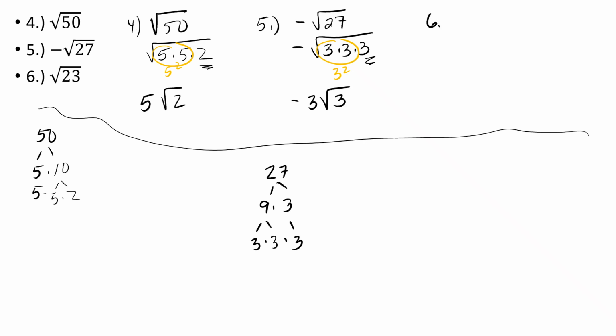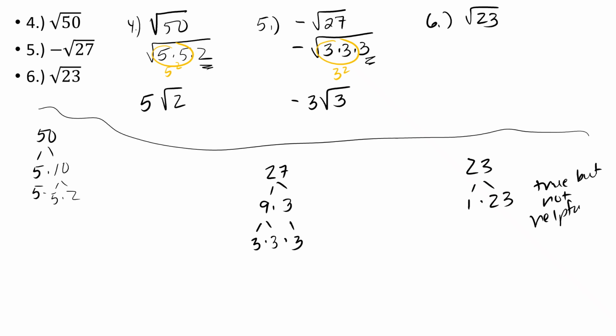And the last one, we have the square root of 23. So we start playing around with that, and we're like, that can factor into 1 times 23, which is true, but not helpful. Okay, it's true, but not helpful. So this one is already simplified. Okay, next up.